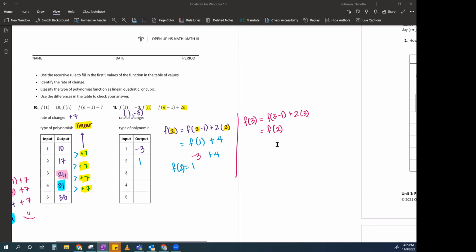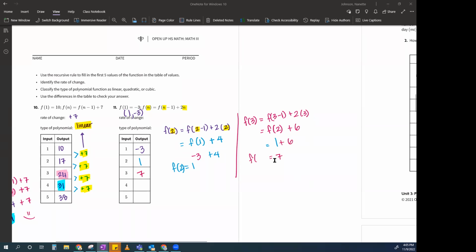It's 1 right there. And then you're like, oh, Ms. Johnson, I know what 2 times 3 is. That's just 6. Exactly. So we're going to add 6 to that, so we get 7. So f of 3 is just 7.